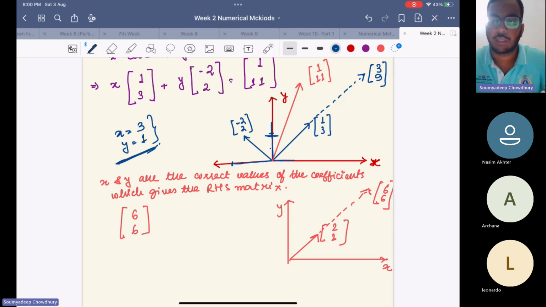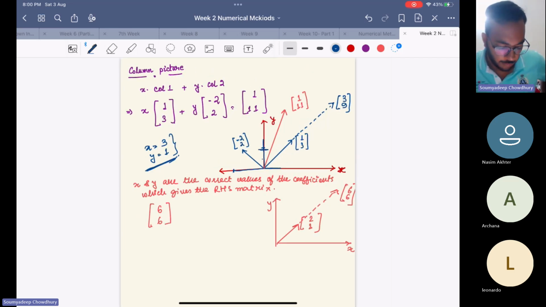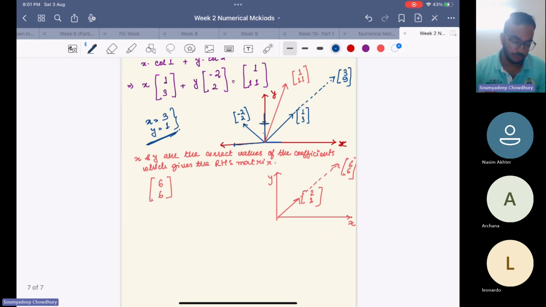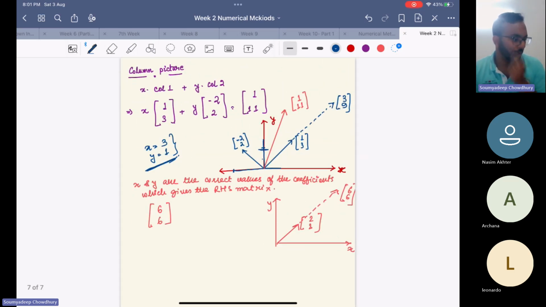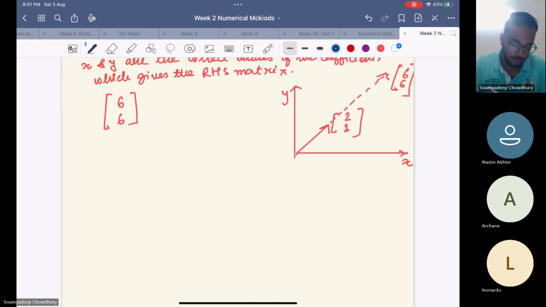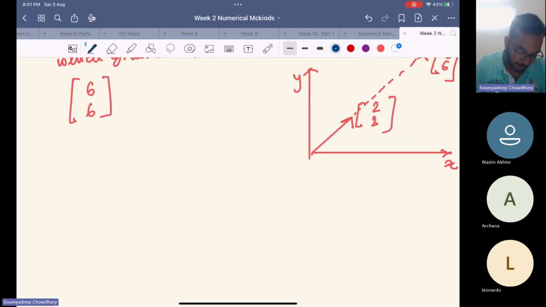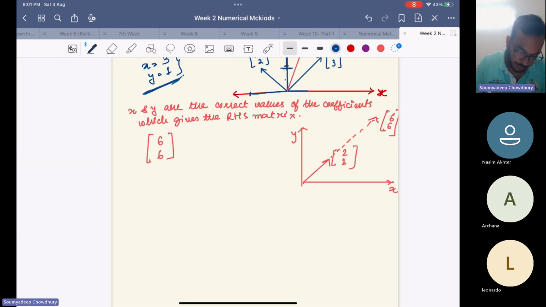Okay, so I'll start off. Now we have seen the importance of row picture and column picture while solving the equations in matrix form. So now we will look into another example of column picture. Here it was in 3D, right? So, okay, I'll just go through it. In column picture, suppose in 3D, what will happen?